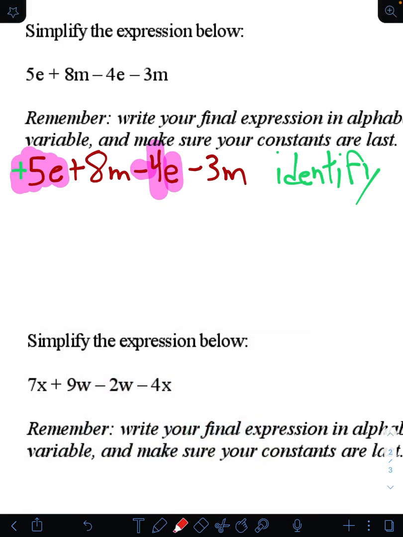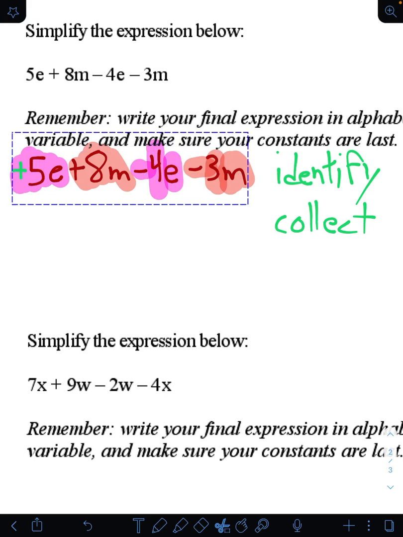Then the next one is a plus 8m. The other like term is not only an m and not only a 3m, it's a minus 3m. So now I've identified my two sets of like terms, the e's and the m's. Our next step is to collect our like terms.